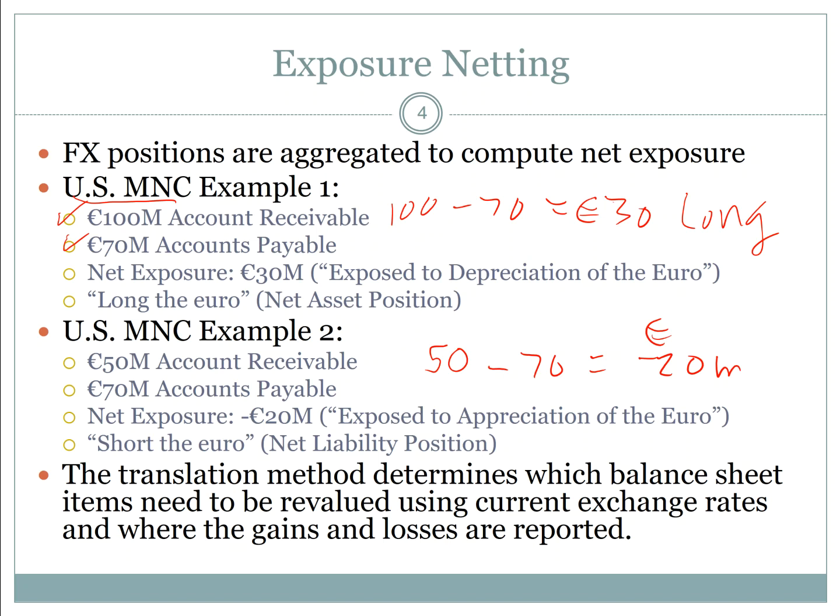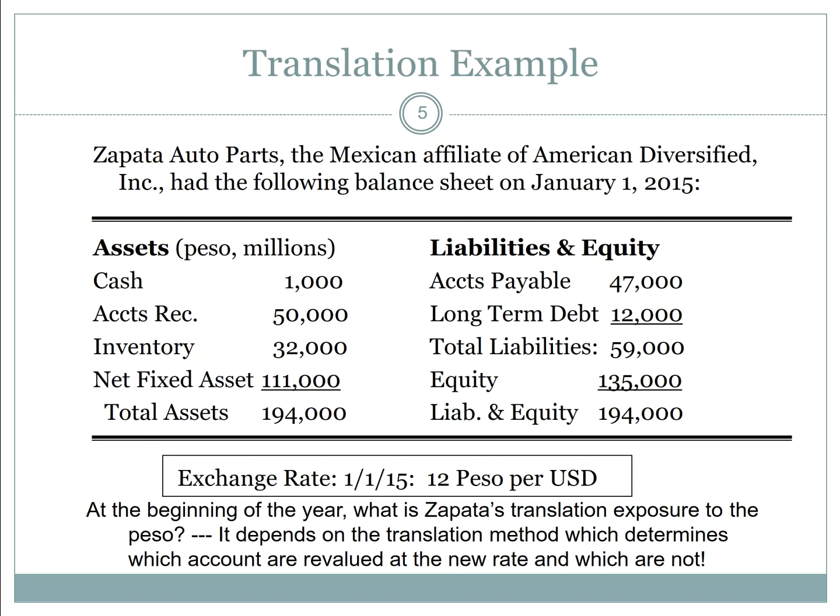So now we're going to talk about something called translation exposure, which tells you which accounts on the balance sheet need to be revalued due to changes in exchange rate. We'll start with this Zapata Auto Parts example. This is a Mexican affiliate of a US multinational firm, and these are the accounts for this Mexican subsidiary in pesos. We'll forget about the millions for now.